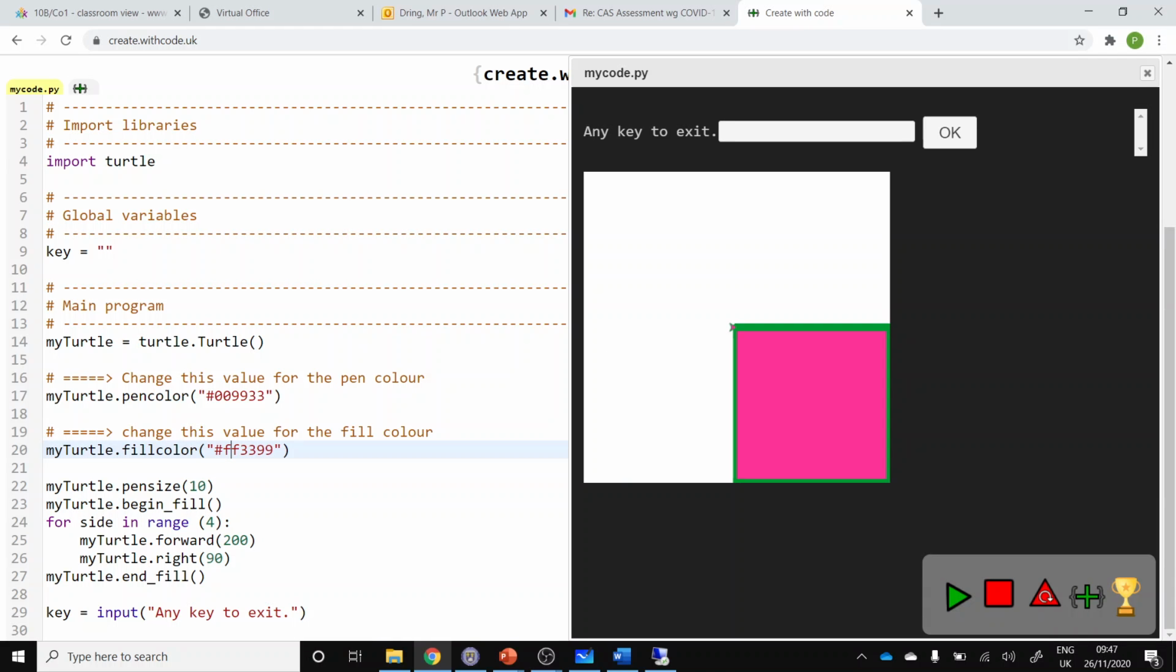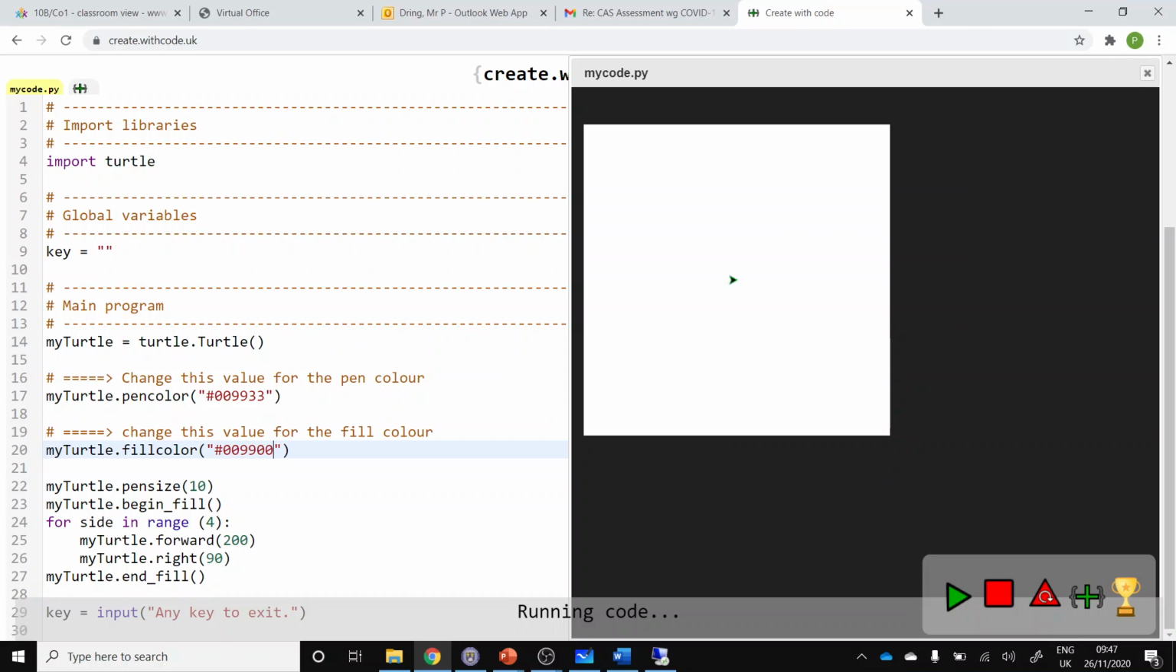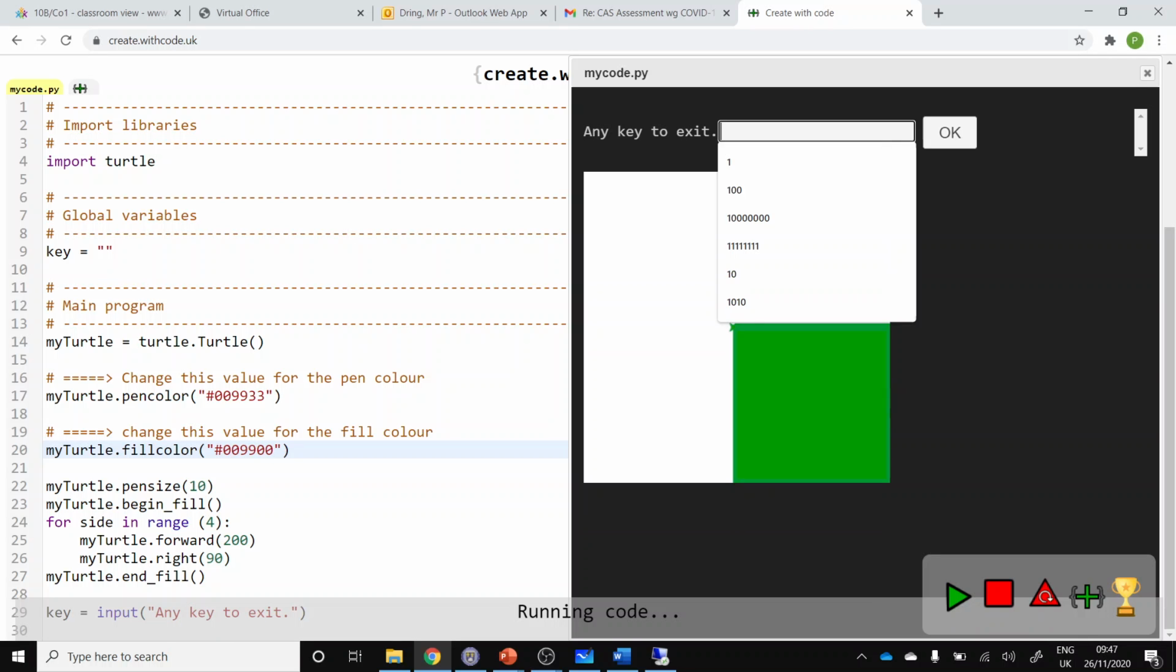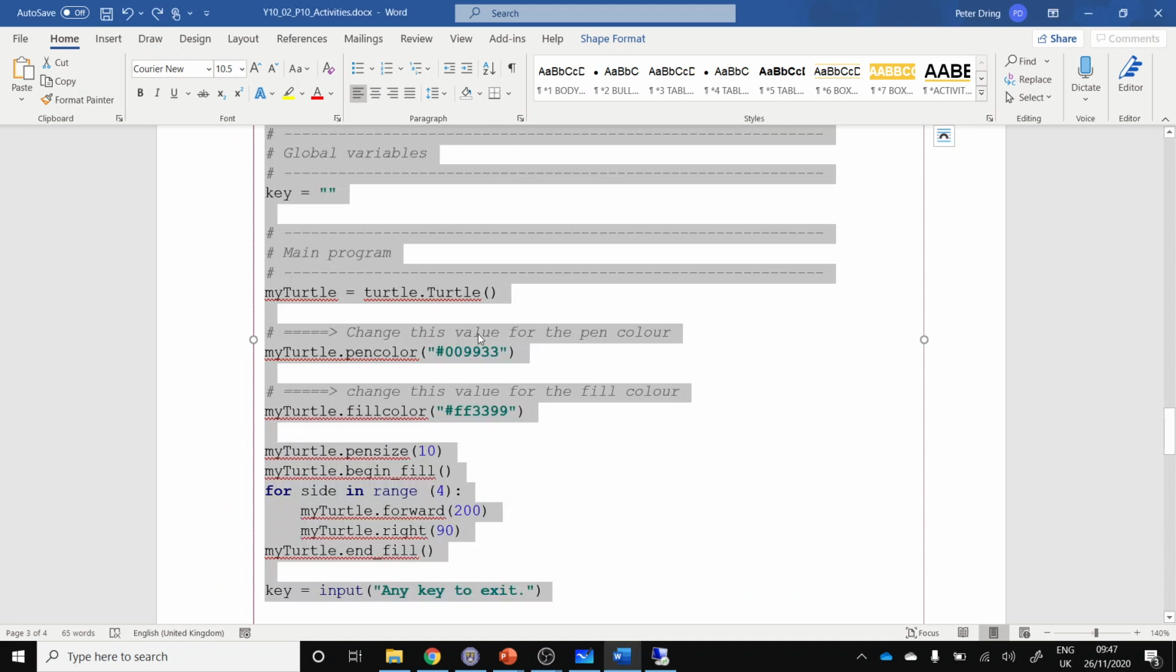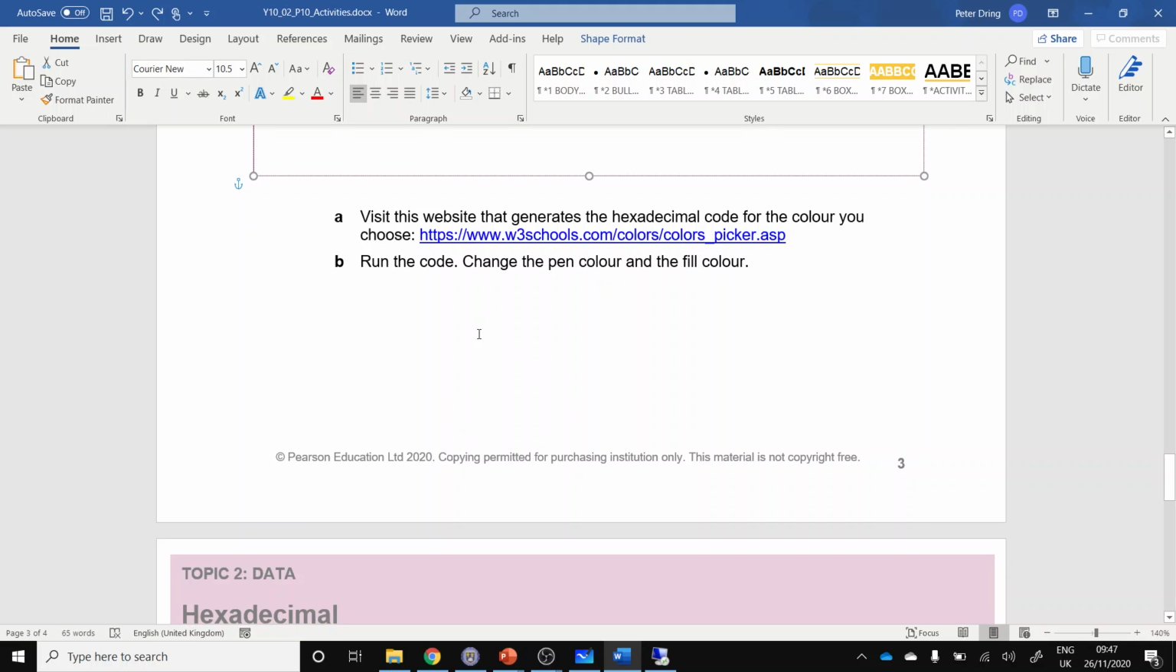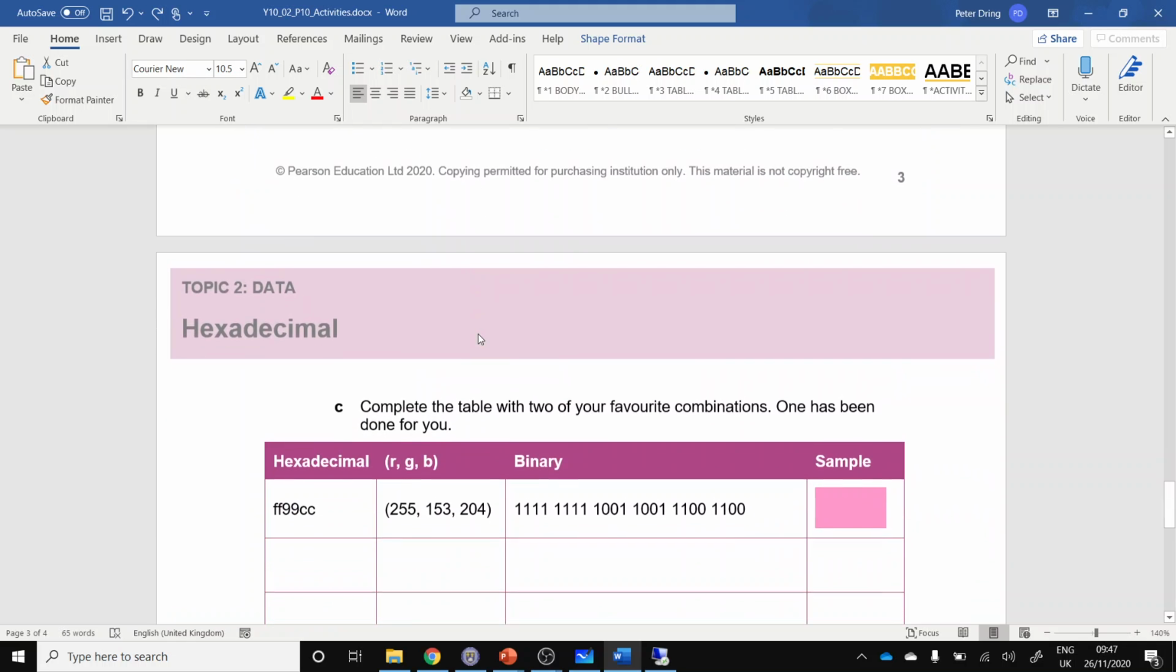Let's just test it and see what that looks like. 0, 0, 9, 9, 0, 0. We should have a dark green in the middle. Yeah, good. So work your way through, and there are a couple of numbers, a couple of activities to work through.